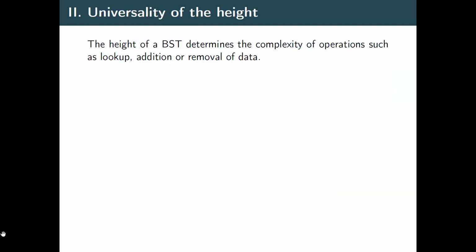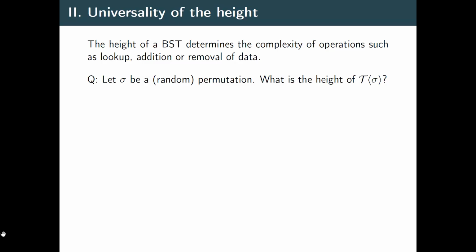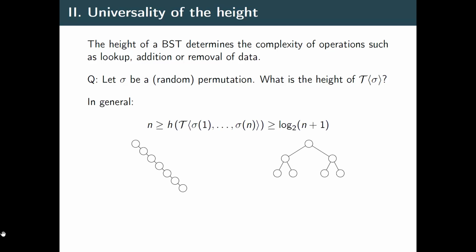The thing we want to study on these BSTs is the height, because it determines the complexity of basic operations. So a general question is, given a random permutation, what can be said about the height of its BST? Now, in general, not much. It can go from logarithmic to linear. So now a better question is, what kind of assumptions do you need on the law of the random permutation to have a logarithmic depth for the BST?